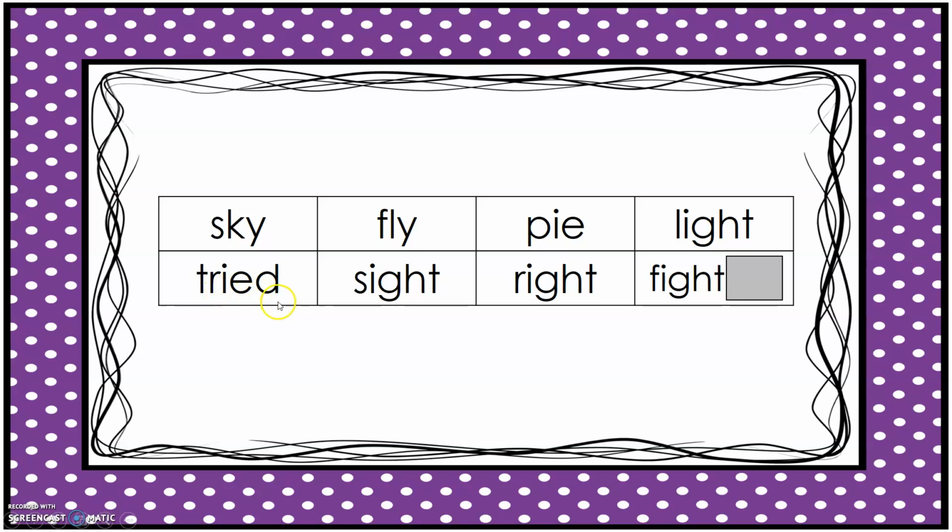D, tried. Remember, this would have been a Y. Change it to I and add E-D, tried. S-I-G-H-T, sight. R-I-G-H-T, right. F-I-G-H-T, fight. Fighting. F-I-G-H-T, ing.